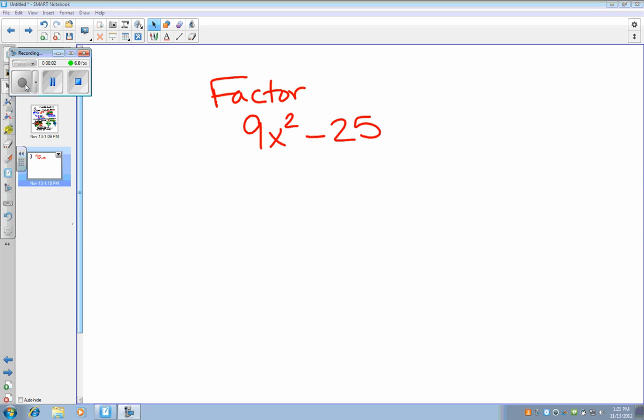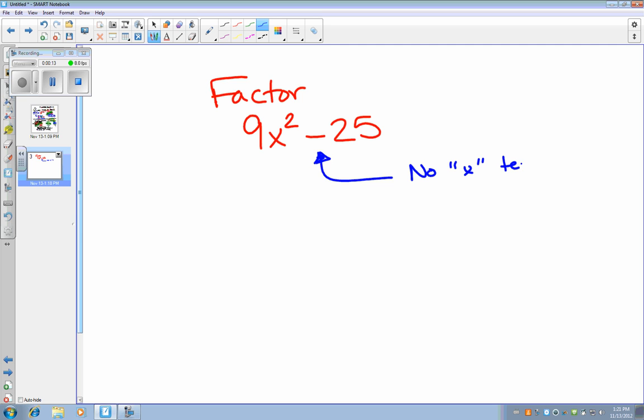Okay, another factoring problem. This is a little bit different because what I want you to notice with this problem is that there is no x term. What I mean when I say that in math talk would mean that it's 0 times x. So another way of writing this, if you wanted to, which I certainly wouldn't recommend, you could write it like this. Just if you felt like you needed to have all three of those things in there.